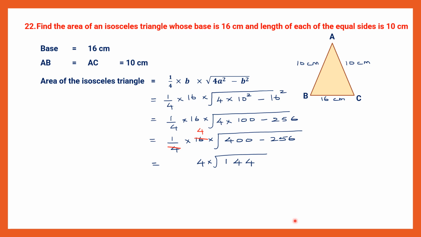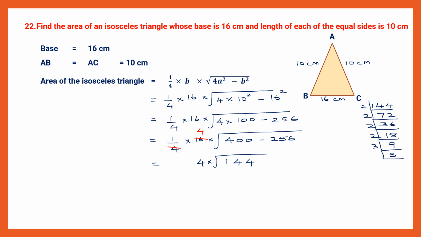So let's find the square root by the prime factor method. So 144 divided by 2 is 72, 2 into 36 is 72, 2 into 18 is 36, 2 nines are 18, 3 threes are 9.